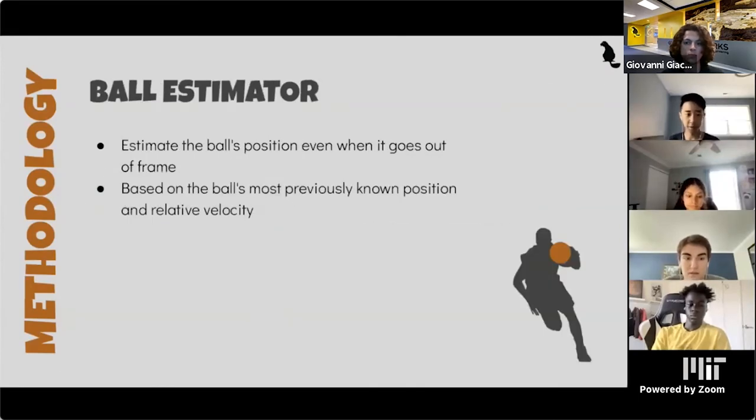In addition, we implemented a ball estimator that estimates the ball's position even when it temporarily goes out of frame. By keeping track of the ball's most previously known position, as well as its relative velocity across the screen, we can make good estimates on where the ball is.